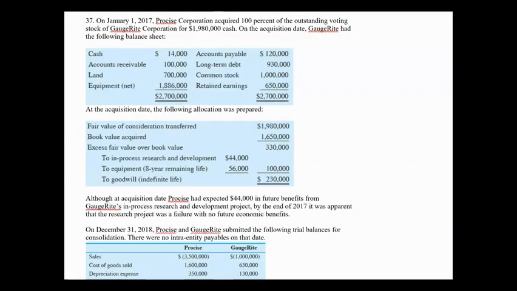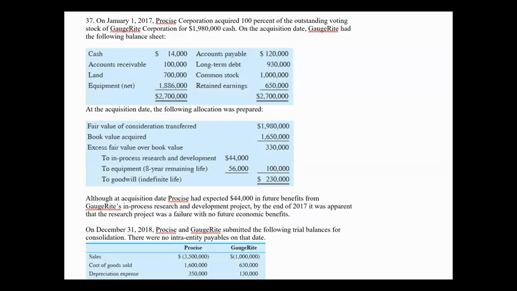In this video, we are going to work on question 37. On January 1st, 2017, Process Corporation acquired 100% of the outstanding voting stock of Goldright for $1,980,000 cash, which is the consideration transferred. On the acquisition date, Goldright had the following balance sheet, so those are the book values of those accounts.